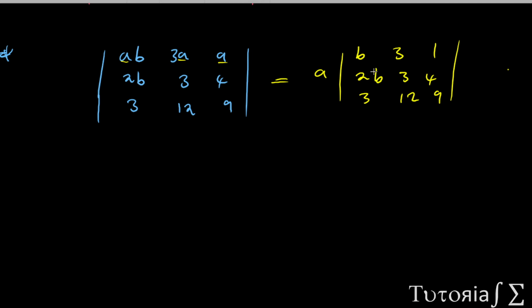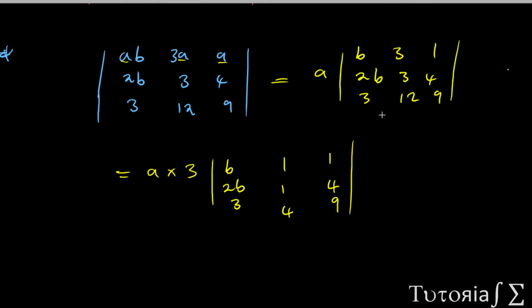So again, we see that there are common terms here. We see that there is a common 3 here, 3 here, and 3 in 12. So we can also factor out that. So we have A, we also factor out times 3. So when we factor out 3 here, this will remain as it is. That is B, 2B, and 3. Then here we're going to have 1. When we factor out 3, here we're going to have 1, and here we're going to have 4. Then here we're going to have 1, 4, 9.